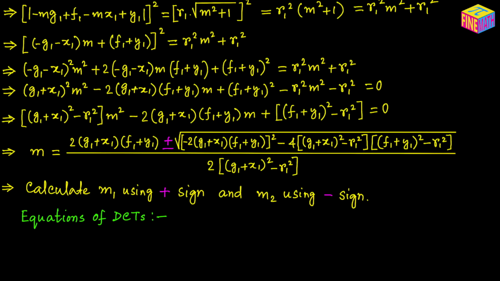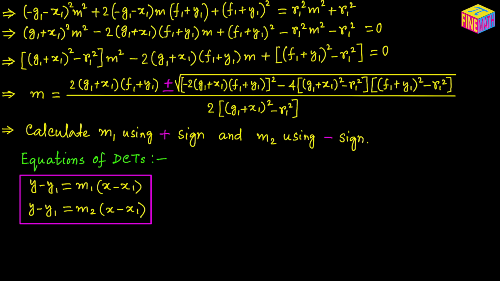So then the equations can be written like this: y minus y sub 1 equals m sub 1 times x minus x sub 1. And the other one can be written like this: y minus y sub 1 is equal to m sub 2 times x minus x sub 1. Just using the two values of m, we can come up with the two equations of the two direct common tangents. I hope things are clear up to this point.